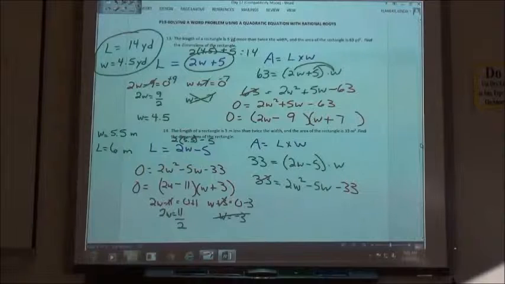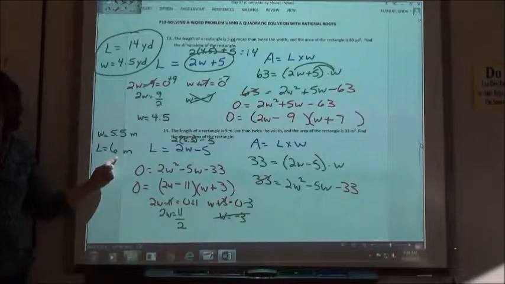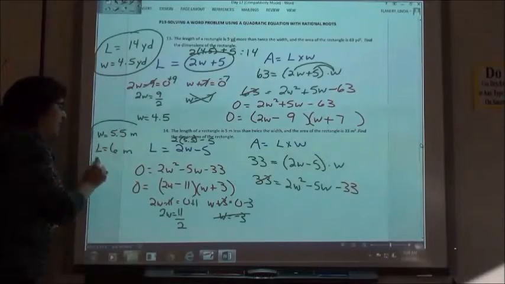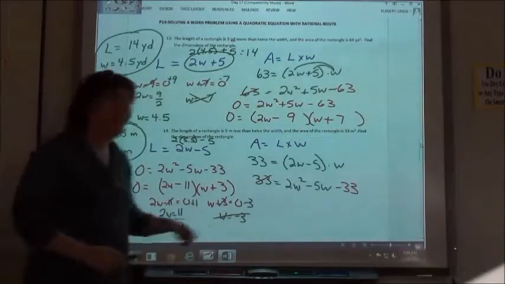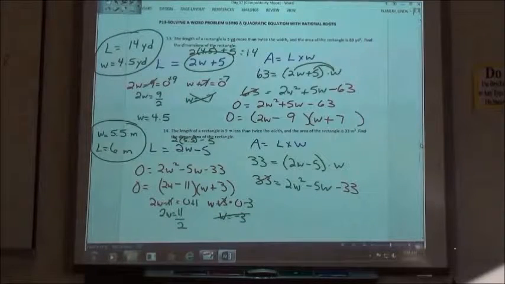And if I want to check my answer, what could I do? How about I just do 5.5 times 6 and see if I get an answer of 33. Length times width should equal our 33. And it does.